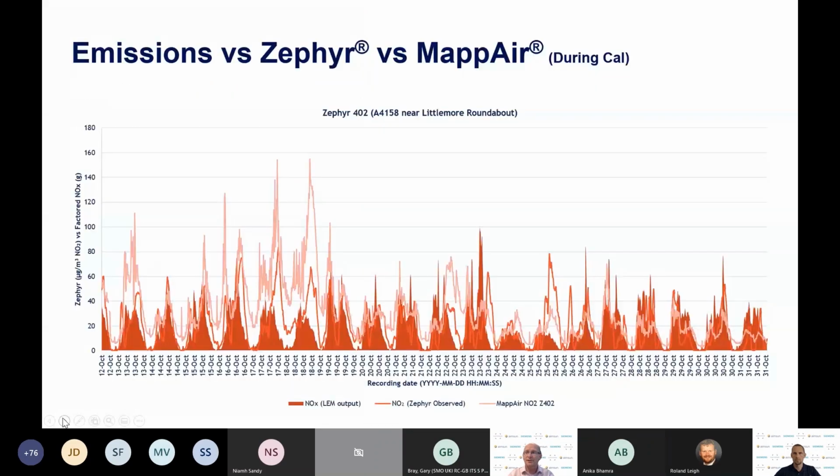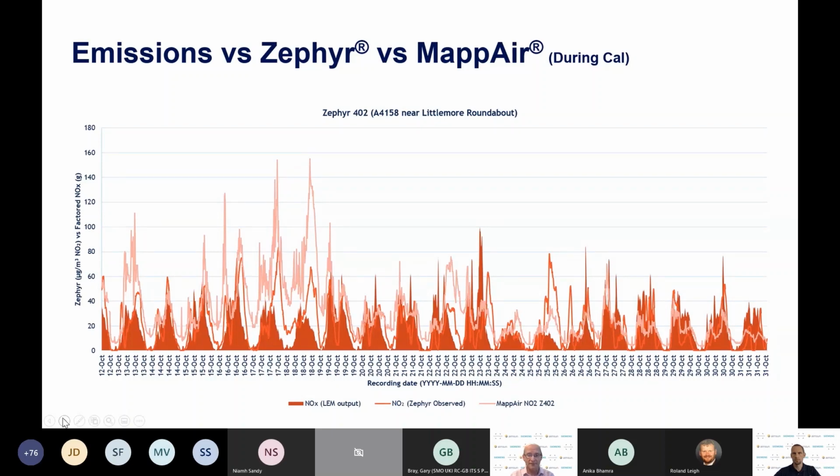So this slide shows emissions versus Zephyr versus MapAir, because what we want to understand is we've got 3 different ways of looking at the data. So we've got the tailpipe emissions in LEM, so that's the NOx that we're currently looking at, that's in the dark red. So this shows you the ebb and flow of tailpipe emissions over that period.